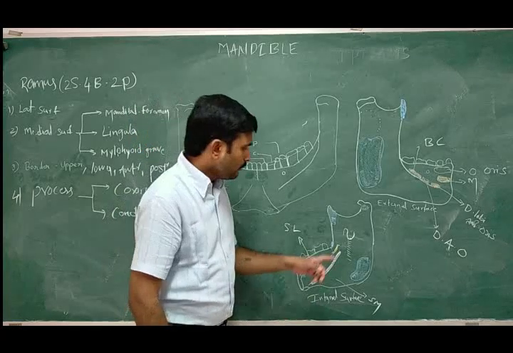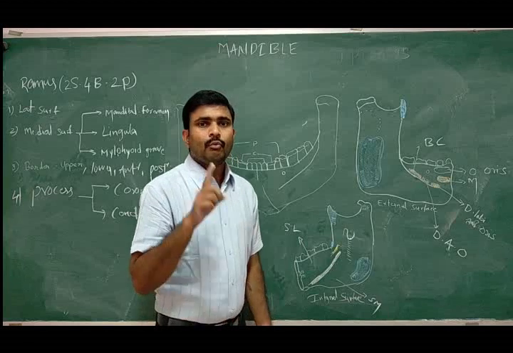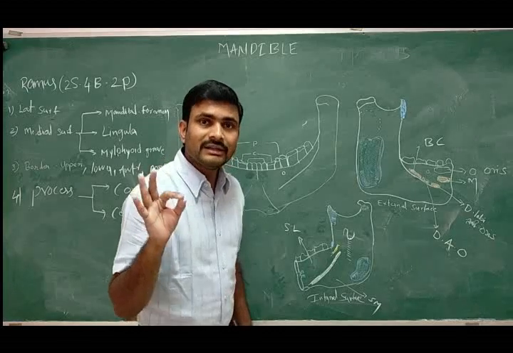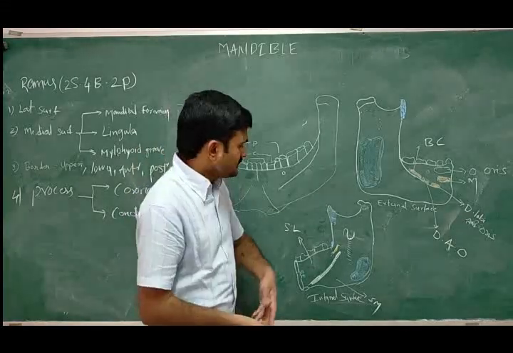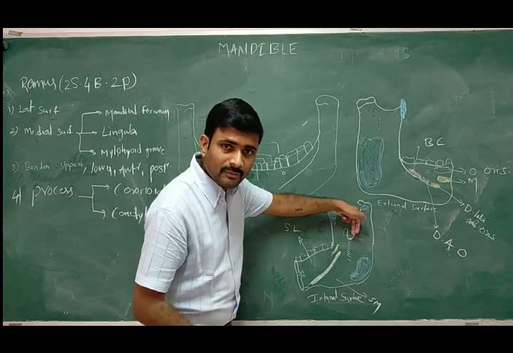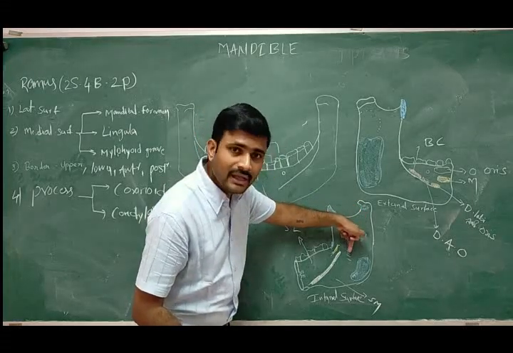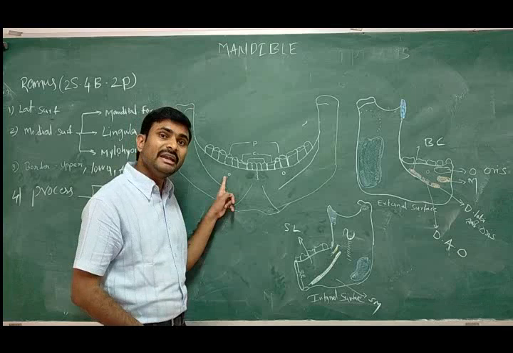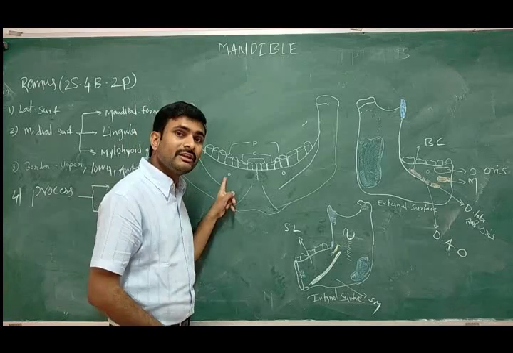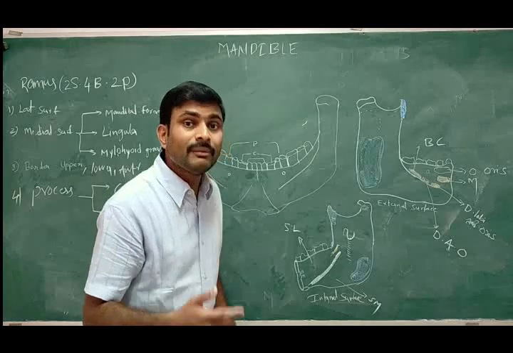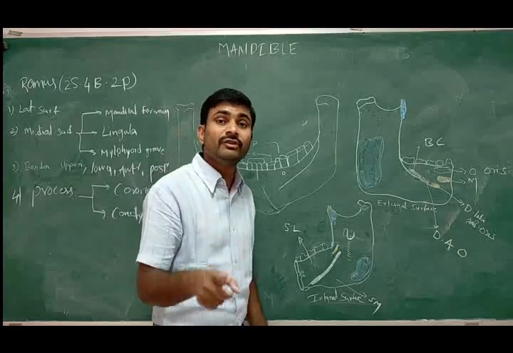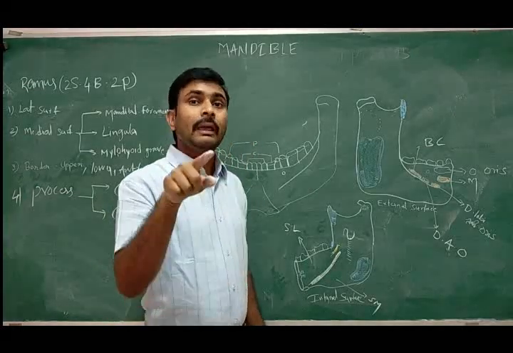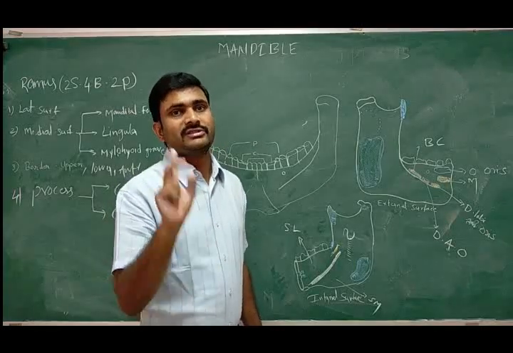Is it clear? Now, through the mandibular foramen, one structure is passing. That is the inferior alveolar nerve and vessels. These structures pass through this mandibular foramen, then enter the mandibular canal. Once they enter the canal, they pass out through the mental foramen. Here we call them the mental nerve and the mental vessels. Initially it is the inferior alveolar nerve. Once it passes out through the mental foramen, we call it the mental nerve and the mental vessels.